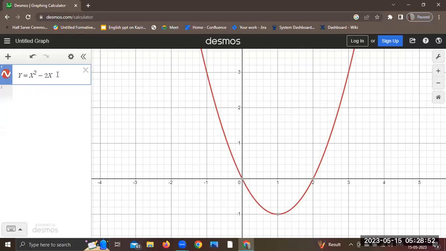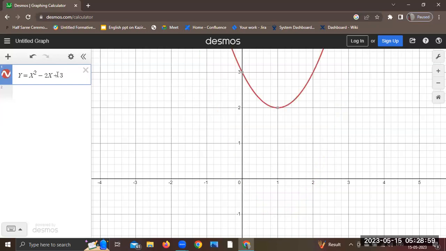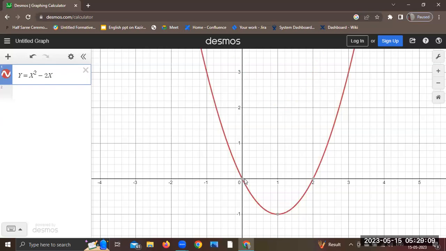Because plus c is not there, let us add plus c also. Plus 3, let us add. By adding a constant, it won't pass through the origin. If that constant is not there, it will pass through the origin. Ignore that, that's just about the parabola. The next thing is, looking at the graph, does it have minima or maxima?